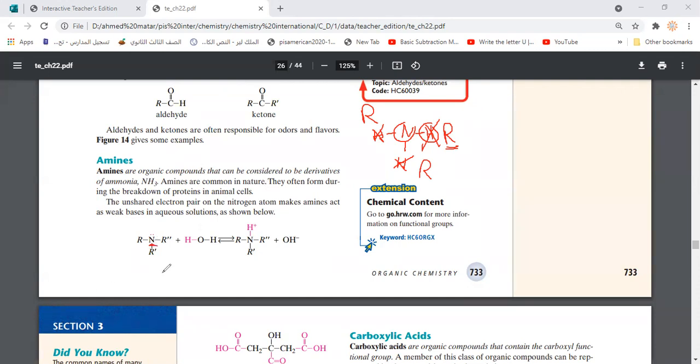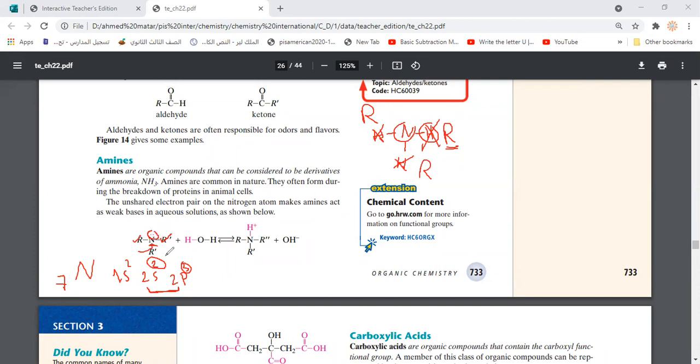Because nitrogen, as we know, the N is 7, so the electron configuration is 1s2, then 2s2, and finally 2p3. So sorry, 3 here. We find that in the outermost energy level, the second energy level, it contains 5 electrons, and because the orbitals s and p are very close in their energy, the nitrogen is using the 3 electrons in the p sub energy level to make the 3 bonds, here with this R and this R. So there are 3 electrons sharing with the R groups, but still 2 electrons in the same energy level are free.